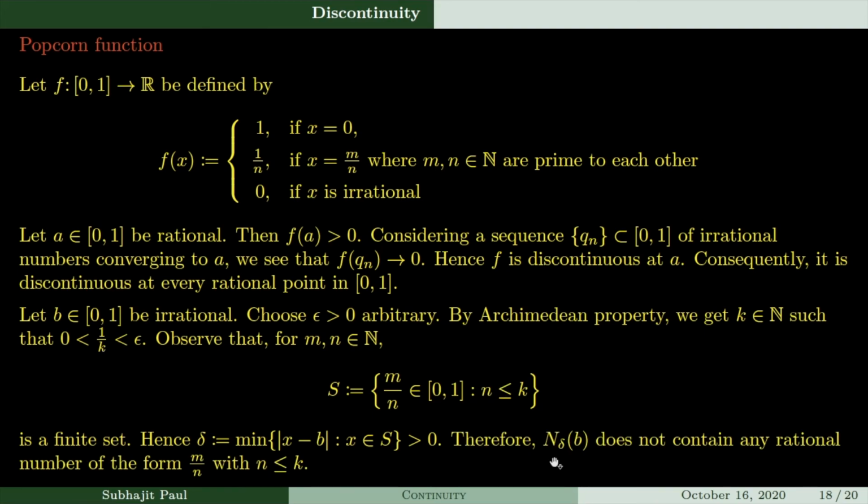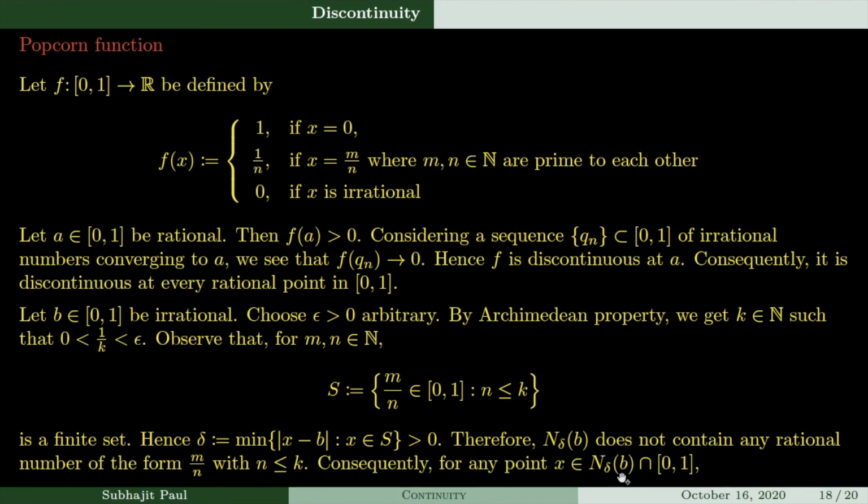the Archimedean property. Now, the delta neighborhood of B does not contain any rational number of the form m/n with n less than or equal to k. Delta is the distance of the point B from the set S. Every point from S is at least delta distance from B. So this delta ball around B cannot have any point from S. But S contains all rational points with denominator smaller than or equal to k. Hence, the delta ball around B cannot have any rational point with denominator smaller than or equal to k.